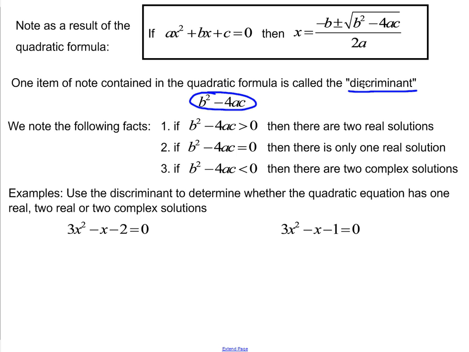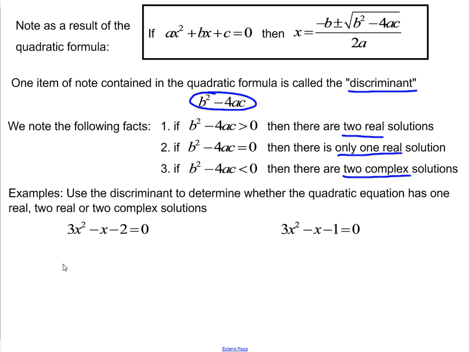Because we remember that since it is under a square root, it's going to differentiate whether or not we get real solutions or complex number solutions, like we saw in the last two examples. So here's the rule. If the quantity b squared minus 4ac is greater than 0, then we will have two real solutions. If the quantity b squared minus 4ac actually equals 0, we only get one real solution. And if b squared minus 4ac is less than 0, if it's a negative number under that radical, there's going to be two complex solutions.